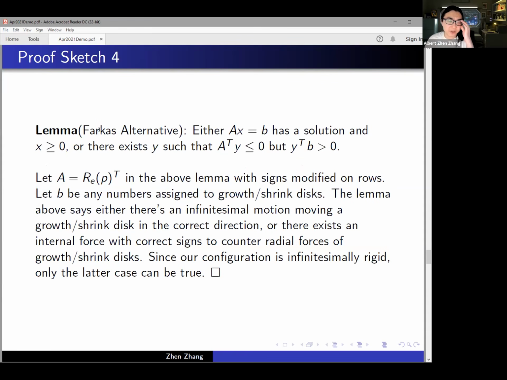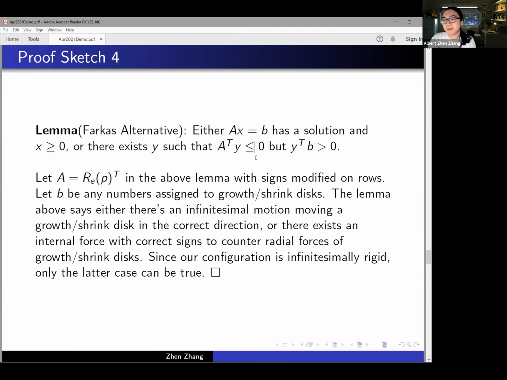To do that, we employ Farkas' alternative. Either Ax equals B has a solution where X is strictly positive, or there exists Y such that A transpose Y is not positive, but Y transpose B is greater than 0. Actually, all we need is that Y transpose B is not 0. Again, we let A equal the transpose of the rigidity matrix, and we modify the signs of the rows because we want our Y, A transpose Y, to be all of one sign, to be non-positive.